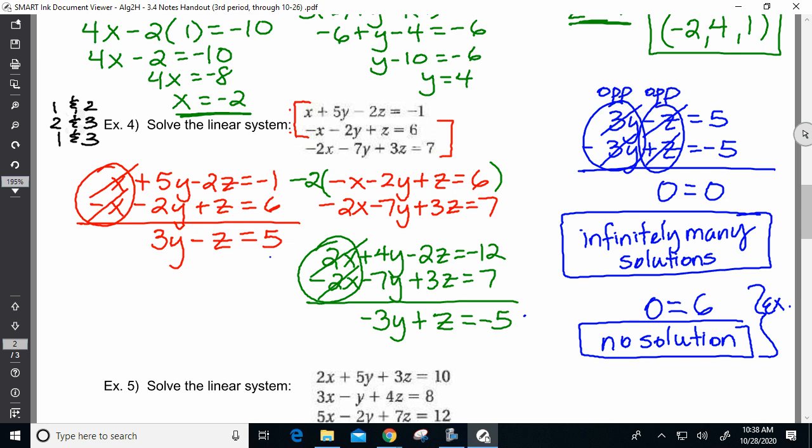Any other questions? Example 4. So again, it's not necessarily that it's a hard problem. It's a problem that's going to take a little bit more time.